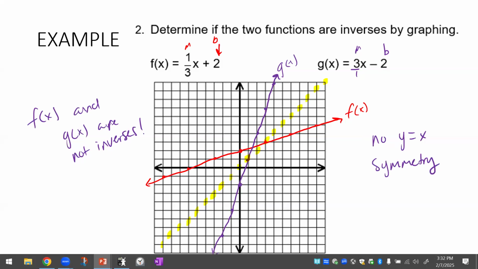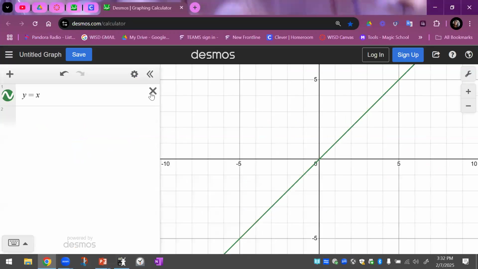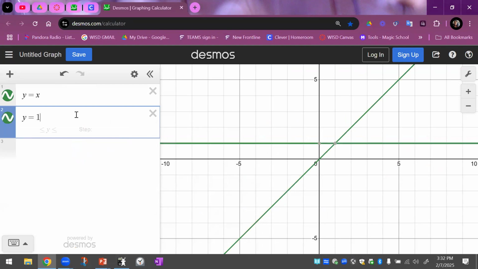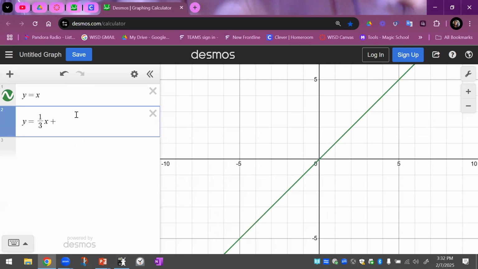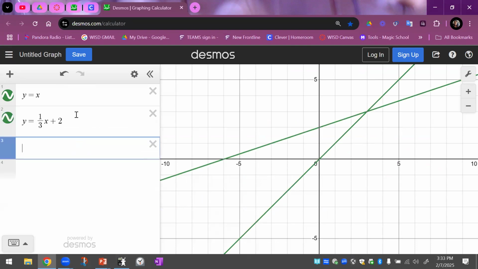Okay? What we're going to use our calculator to do is to analyze their tables and go from there. But just to reiterate, if I had a hard time figuring that out, I could then go to the calculator and graph. So I'm going to graph. There's my y equals x. I'm going to go ahead and put in y equals 1/3 x plus 2. And I'm going to put in y equals 3x minus 2.